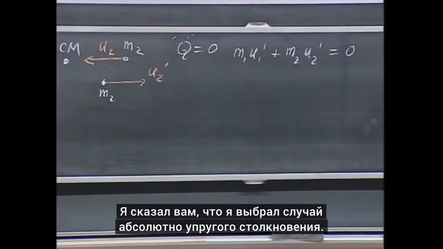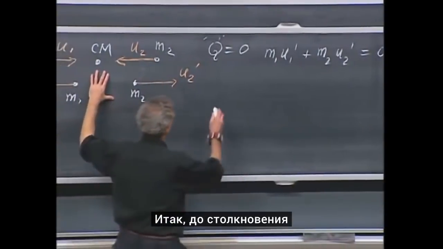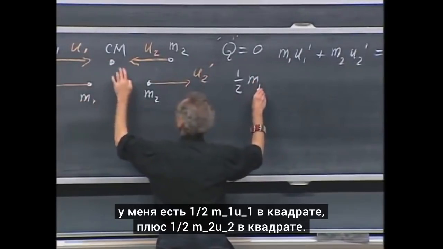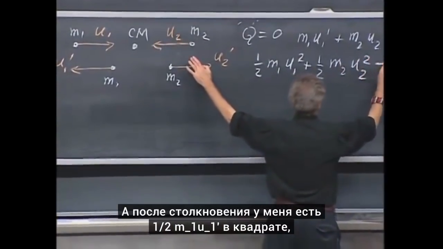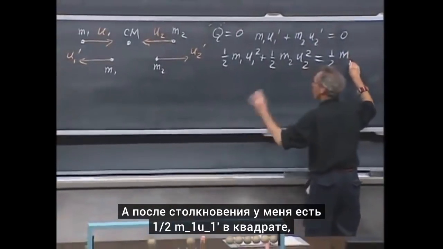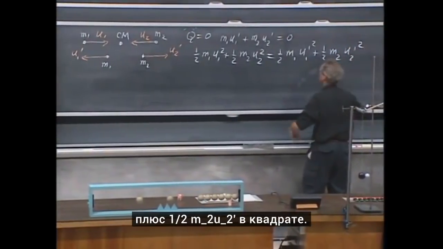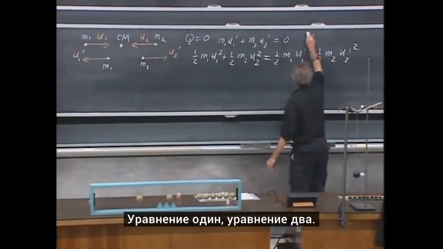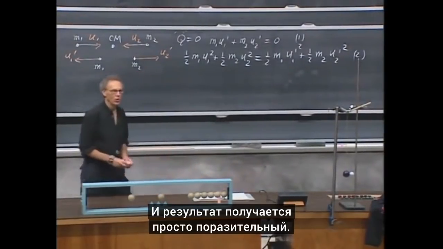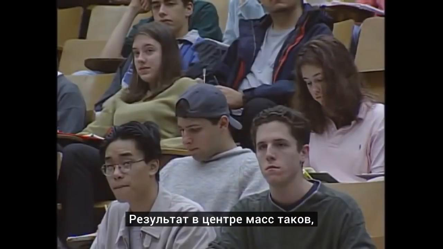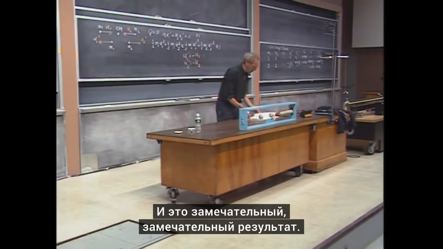I told you I chose the case of a completely elastic collision. Q is zero, and so kinetic energy must be conserved. So before the collision, I have 1/2 m1 u1 squared plus 1/2 m2 u2 squared. And after the collision, I have 1/2 m1 u1 prime squared plus 1/2 m2 u2 prime squared. Kinetic energy before, kinetic energy afterwards. Equation 1, equation 2. Nature can solve that quicker than we can, and the result is amazing. The result in the center of mass is that the velocities reverse directions, but the speeds remain the same. And that is a remarkable result.